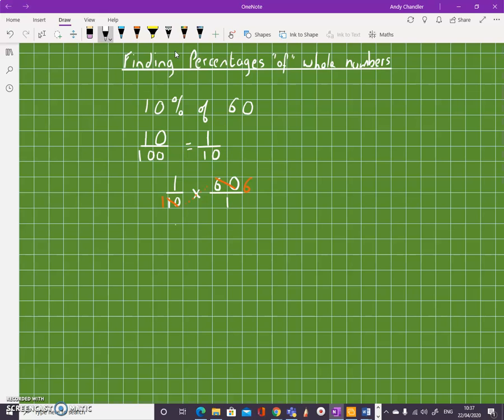So I'll end up with 1 over 1 times 6 over 1. And if I multiply straight across, I've got 1 times 6 is 6, and 1 times 1 is 1, so the final answer is 6. Now that was a straightforward one. Let's try something a little bit more complicated.